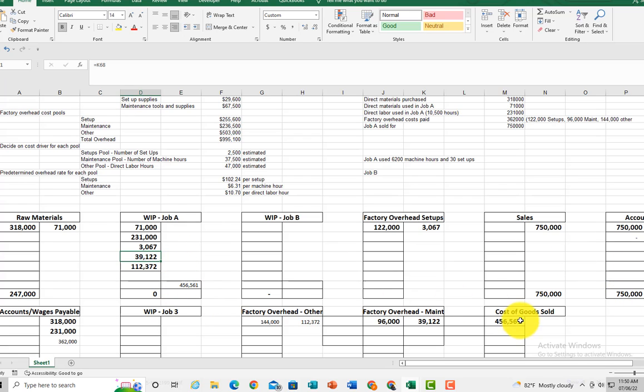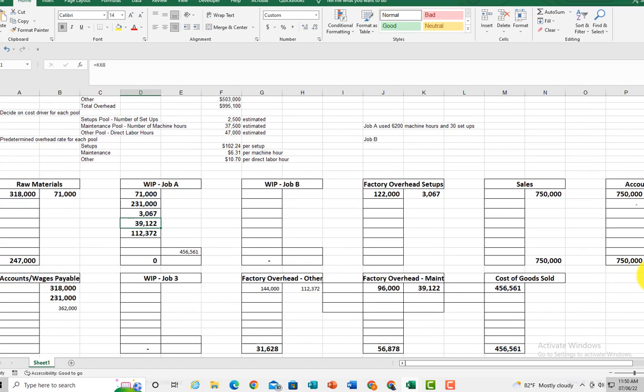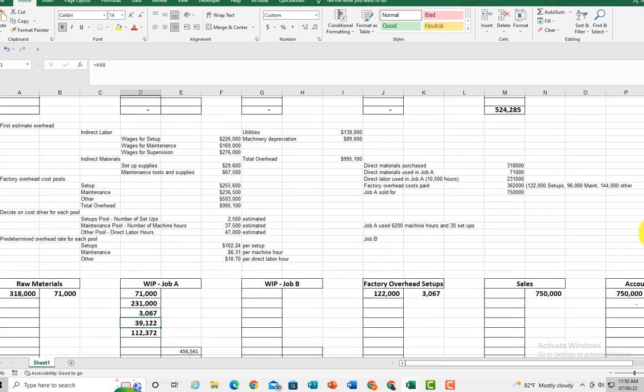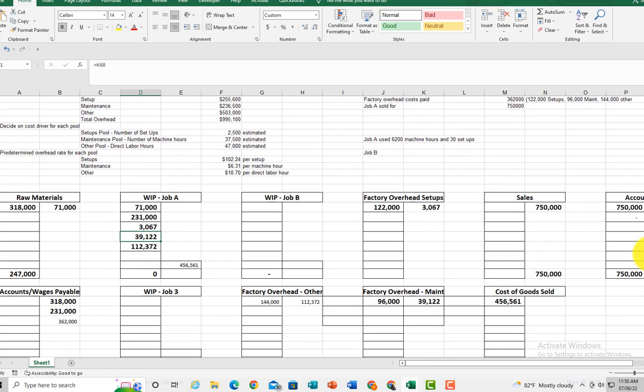So job A goes to cost of goods sold, just like it did in our earlier example, skipping over finished goods because it's a job costing scenario. And of course, sales and accounts receivable are not affected by it.